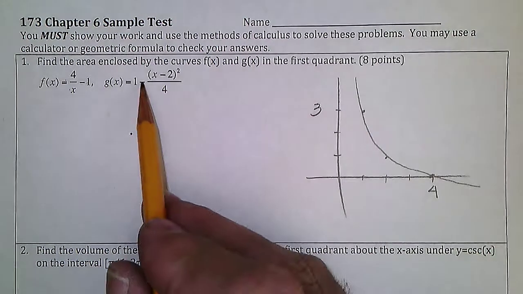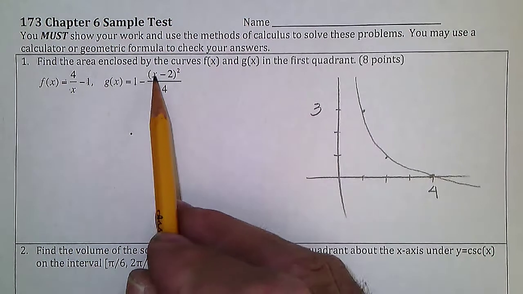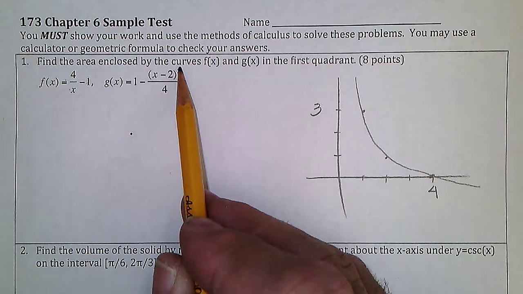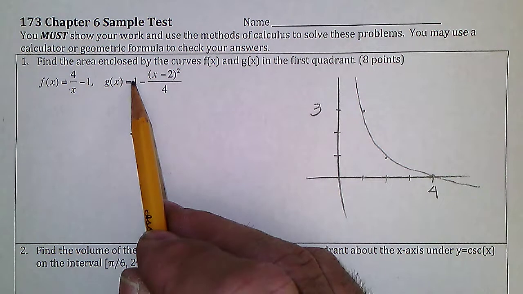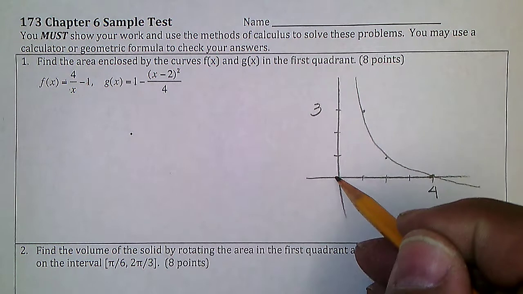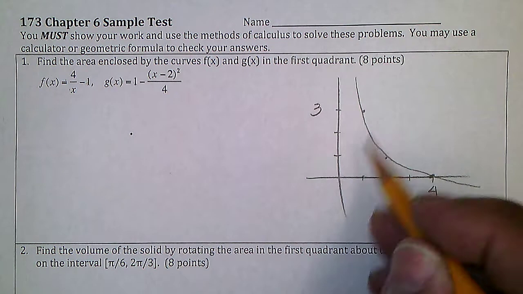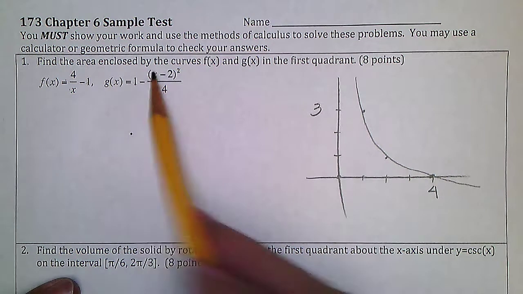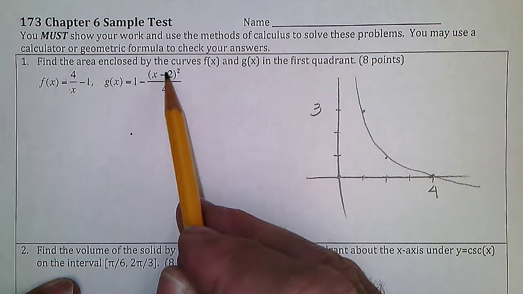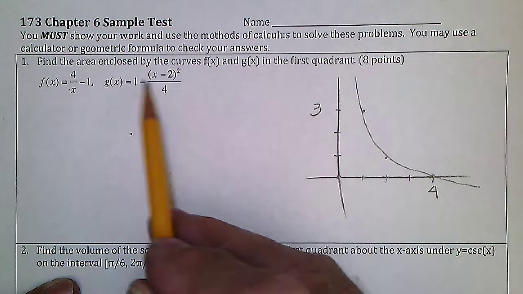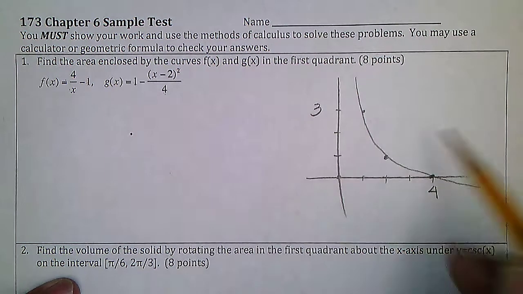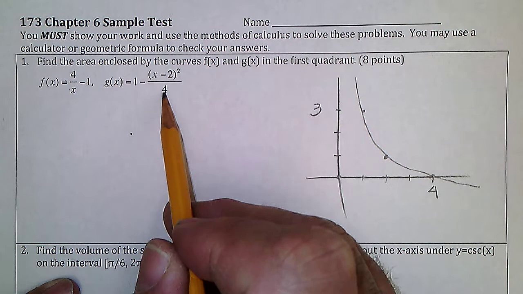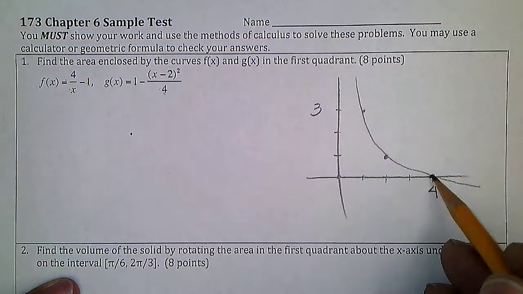The second curve, if I put in 0, I get 4 over 4, which is 1. 1 minus 1 is 0. So if I put in 0, I get 0. If I put in 2, 2 minus 2 is 0, so I get 1. And if I put in 4, 4 minus 2 is 2, squared is 4, so I get 1 minus 1, which is 0.